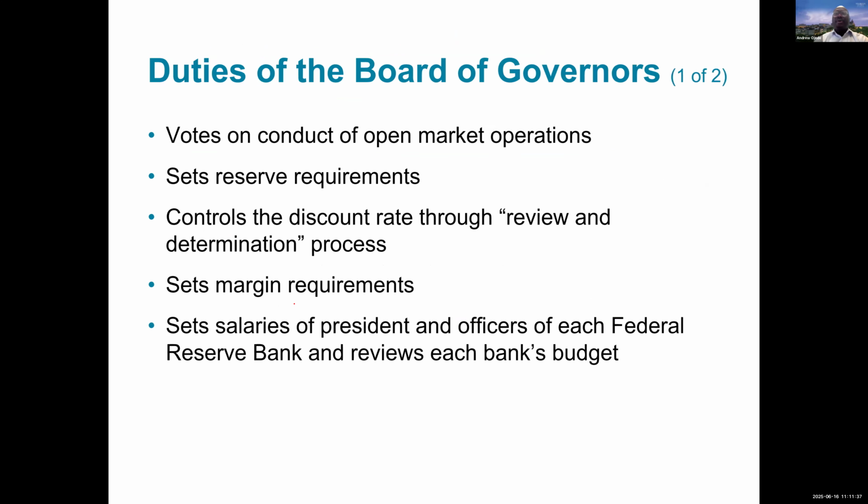So what are the duties of the Board of Governors, the 7 Board of Governors? They're going to vote on conduct of open market operations, okay, because they are members of the Federal Open Market Committee, so they have to vote. And then they're the ones who set the reserve requirements. This is the fraction that the Federal Reserve sets, saying that for every deposit made in a bank, a fraction of it must not be lent out. It is set by the Board of Governors, okay?